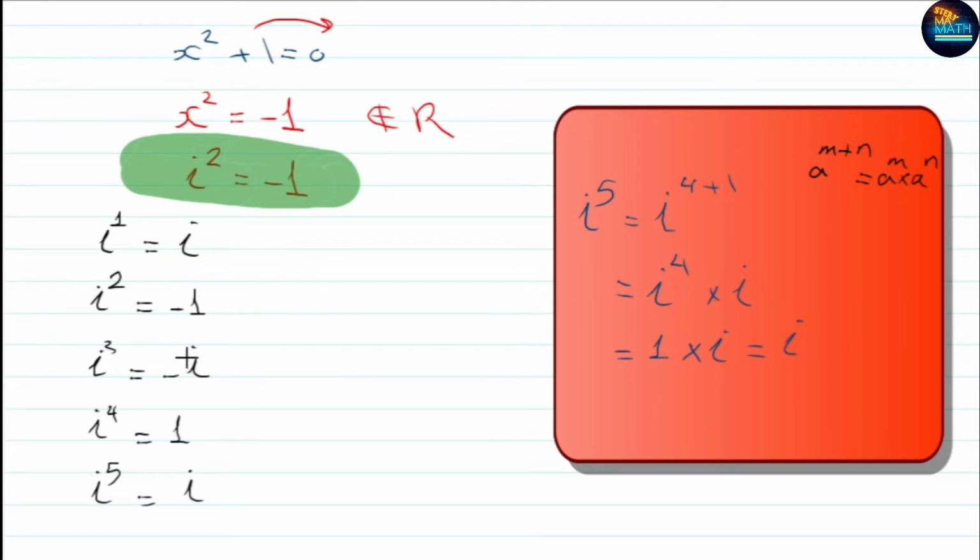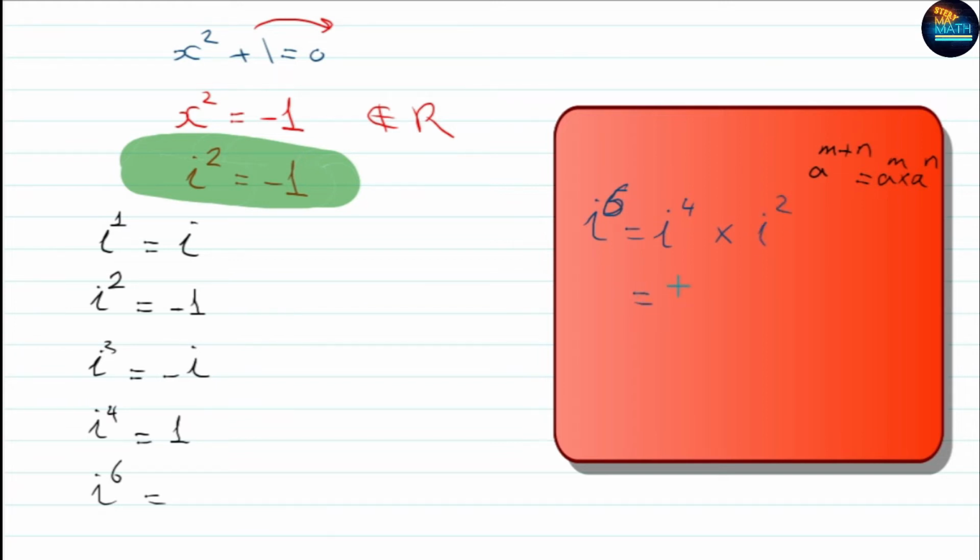Now, let's find i to the power of 6. 6, you can break it up like 4 plus 2. So it's equal to i to the power of 4 multiplied by i to the power of 2. And you already have i to the power of 4, which is 1. So 1 multiplied by, and i to the power of 2 is negative 1. So 1 times negative 1 is equal to negative 1, and so on.